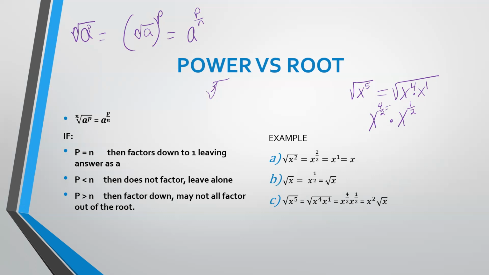4 divided by 2 gives me 2. So that means this is factored out. I have 2 x's that are factored out. That 1/2 says that it did not factor out, and I left it in there.